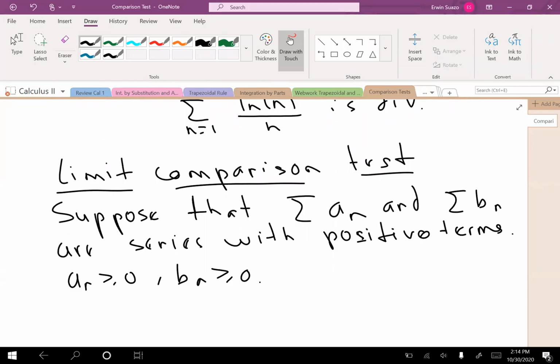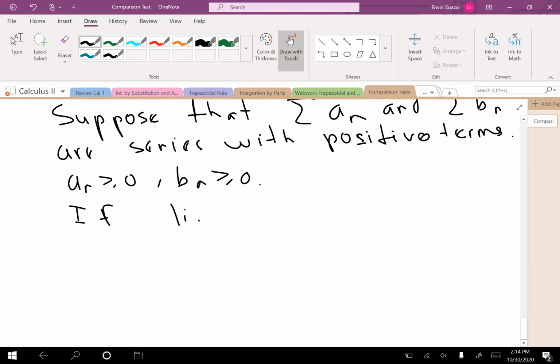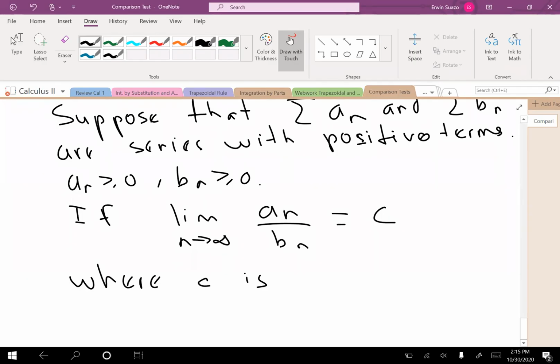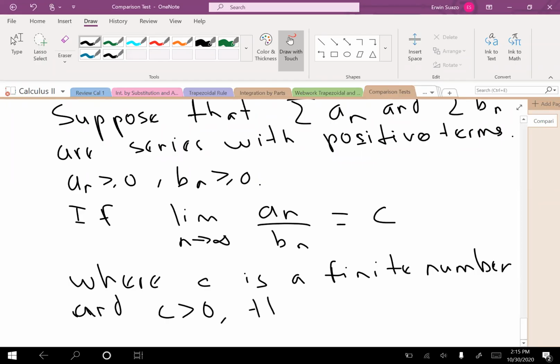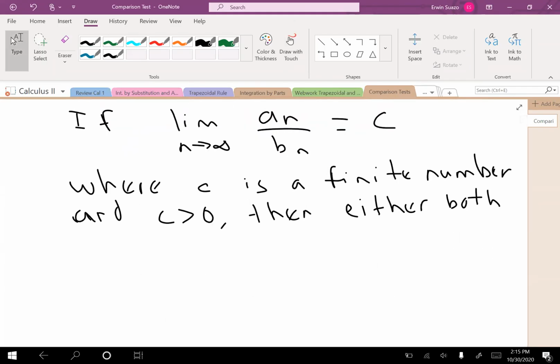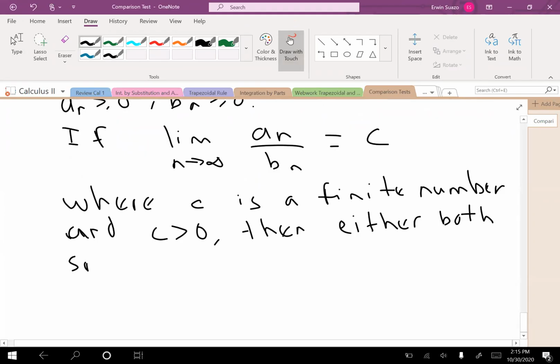Okay, so if the limit of a sub n over b sub n when n goes to infinity equals a constant c, where c is a finite number, and c is bigger than 0, then either both series converge or both diverge. So I like this one because it's like a marriage, okay?